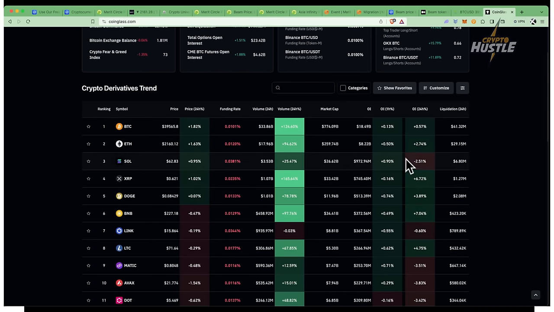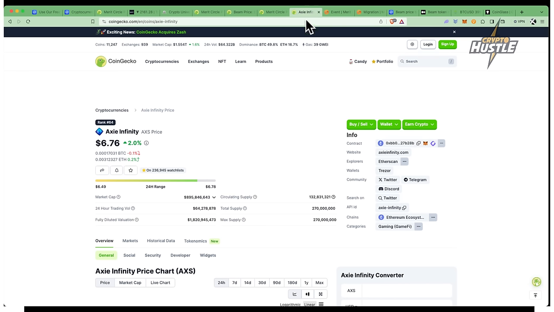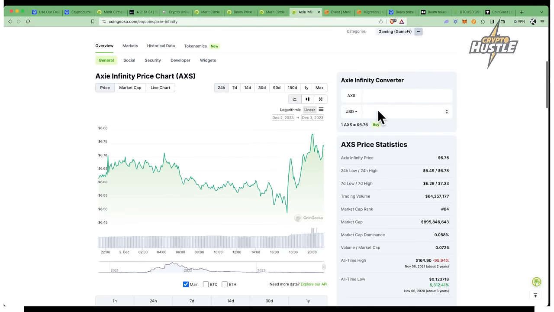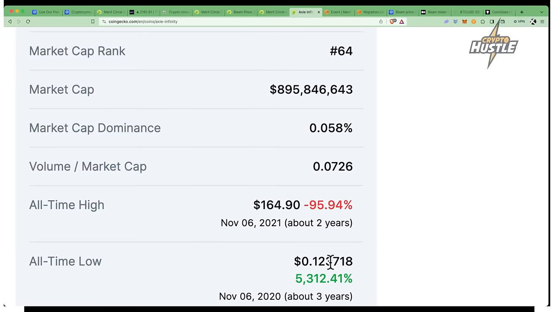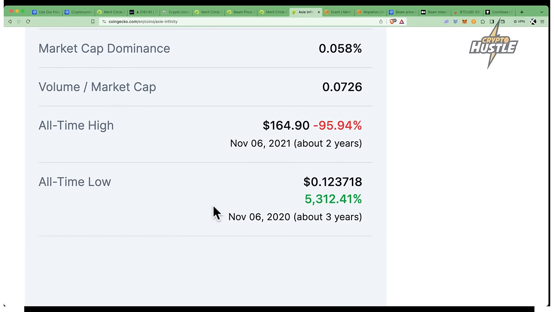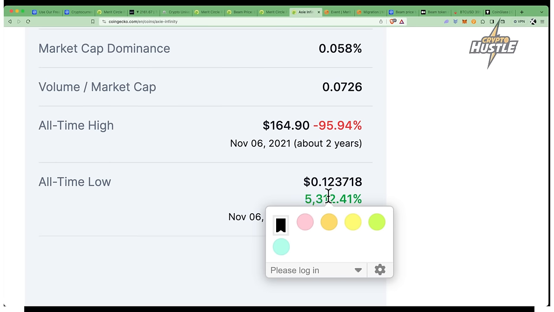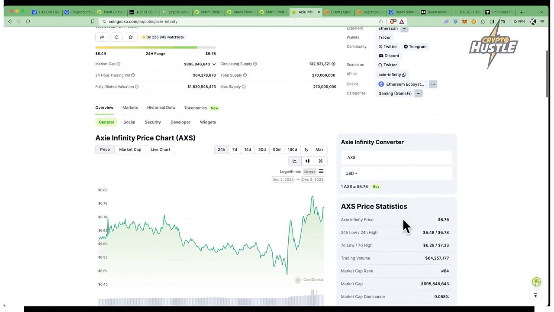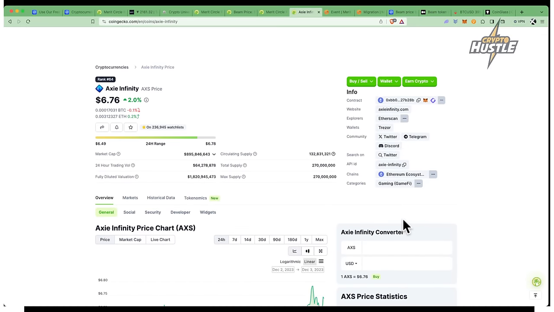All right, I will give you an example, guys. So I'm not talking about this coin, but I want to use Axie Infinity as an example. This coin was the big hit of the last bull run. Look at it. Even after a bear market, it's still up 5,000%. Just imagine.